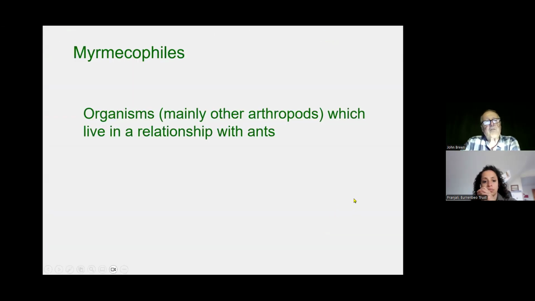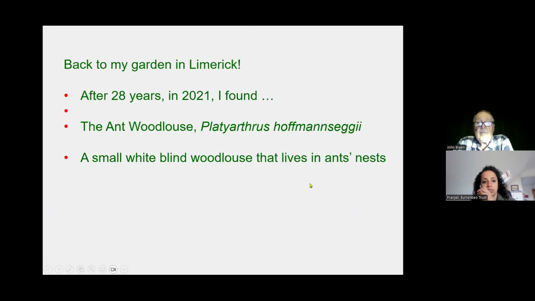So then let's talk about some other things. So myrmecophiles are organisms. I'm mainly talking about other arthropods, which live in a relationship with ants. We're in this house in 1993. In 2021, so you can take it that I'm a person who does turn over stones. I had seen one of these in about 10 years previously, but I hadn't seen it. But suddenly they're here, and suddenly they're now quite common in the nest of the black garden ant.